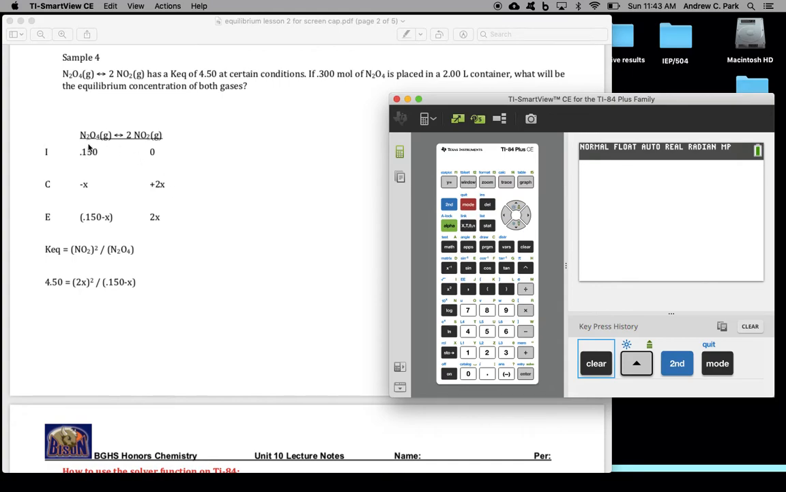So you see I have my ICE table filled out. And I have my equilibrium variables. I don't know why I have parentheses here. I just got in the mood, I guess. And let's go ahead and enter in our values into the equation.